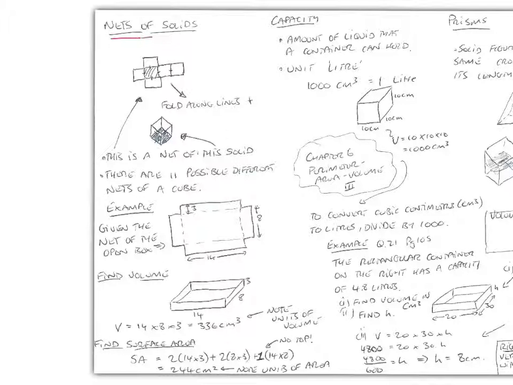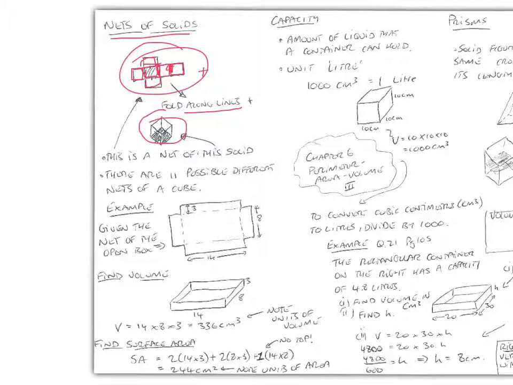Let's talk about nets of solids. If you imagine that I cut out this shape and marked these divisions on it, and then marked some dotted lines here, here, here, here, and here, and if I was to fold along those lines with a little cross on them, the ones I've just mentioned, I would get this shape here.